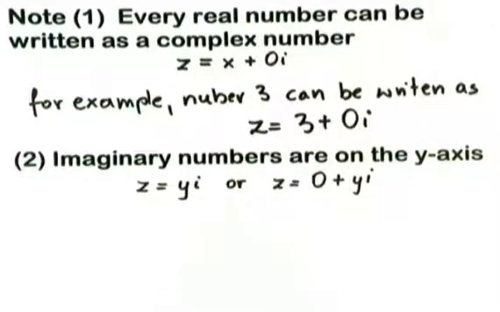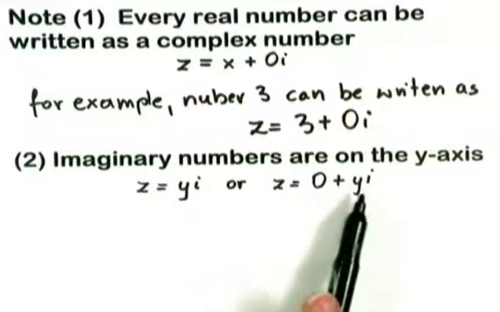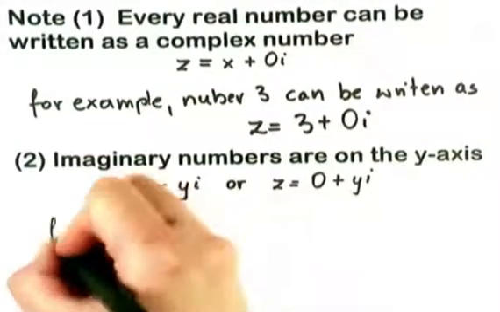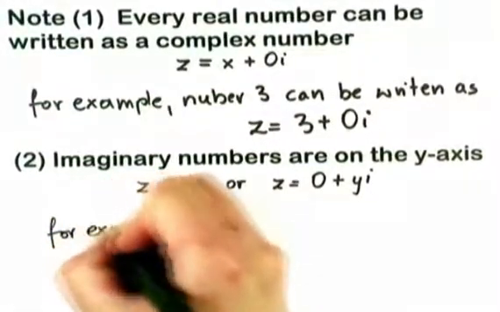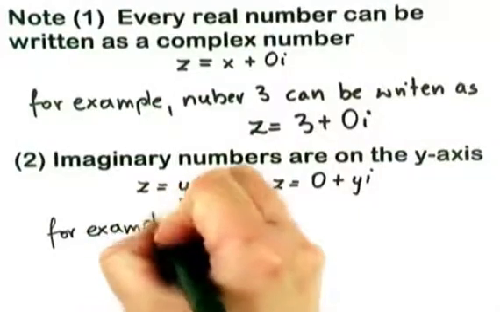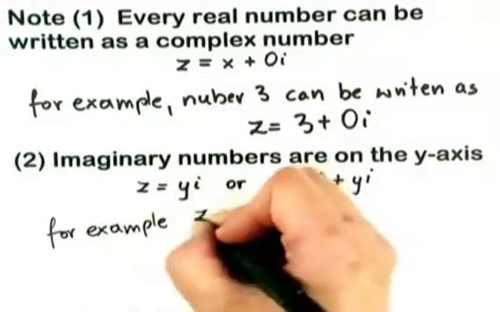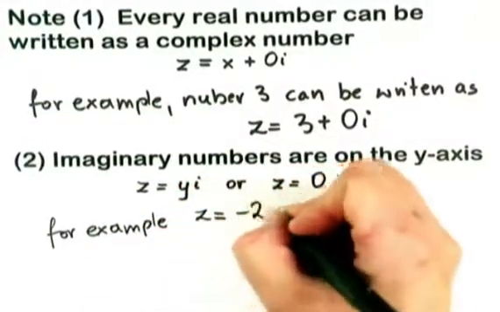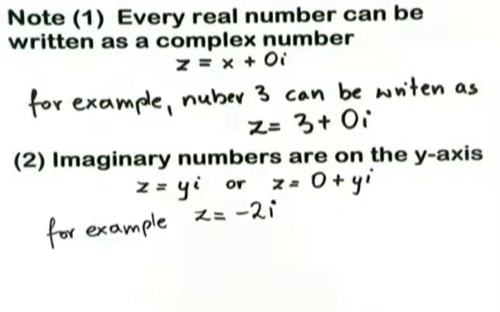Imaginary numbers are on the y-axis, so x is 0, and we can write imaginary numbers as 0 plus yi. For example, z is equal to -2i is on the imaginary axis.